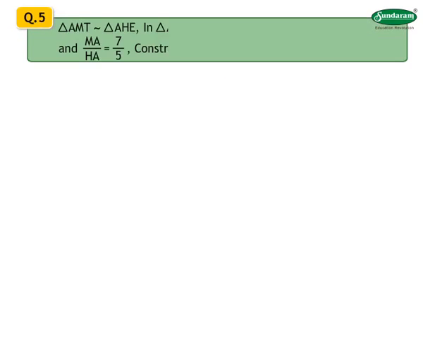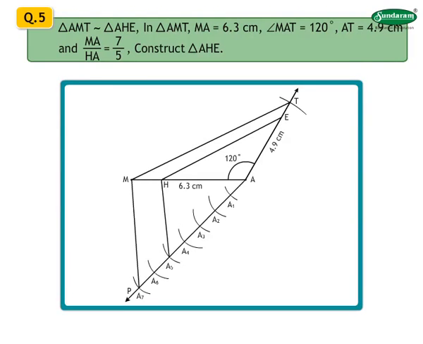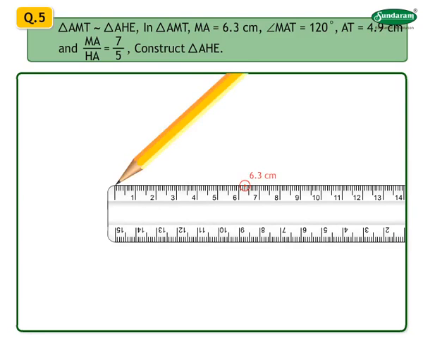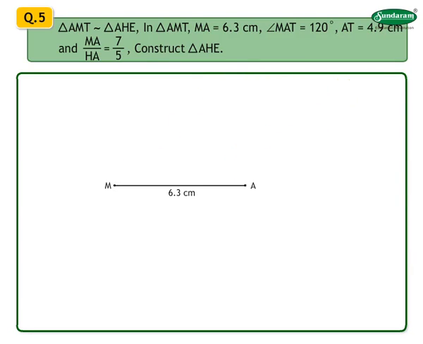Question 5. Triangle AMT is similar to triangle AHE. In triangle AMT, MA is equal to 6.3 centimeters. Angle MAT is equal to 120 degrees. AT is equal to 4.9 centimeters. MA upon HA is equal to 7 upon 5. Construct triangle AHE. Solution. Draw segment MA of 6.3 centimeters.